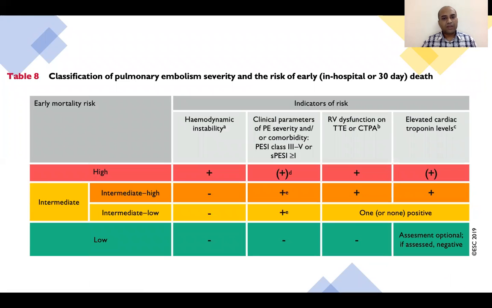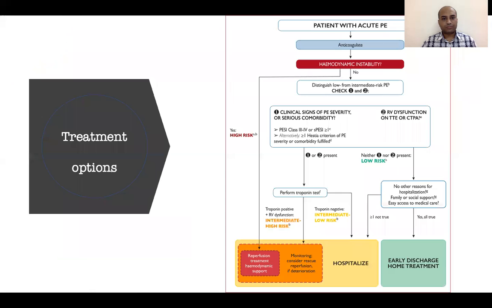There are other clinical findings which also influence severity and the risk of in-hospital mortality. Those are hemodynamic instability, RV dysfunction on echo, and elevated cardiac troponin level. So if all these risk factors are there, the patient has a higher chance of mortality and eventually a poor outcome.